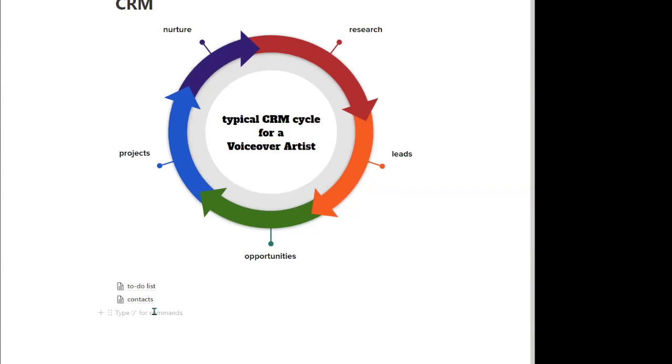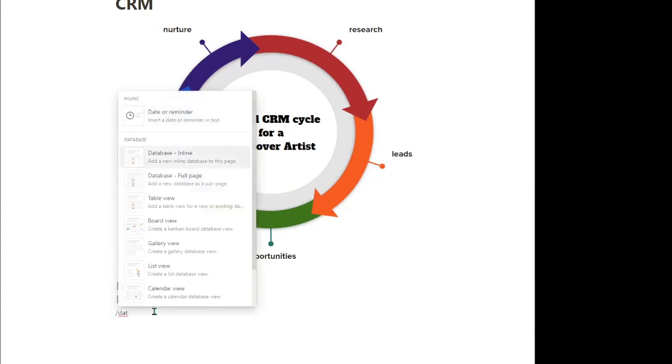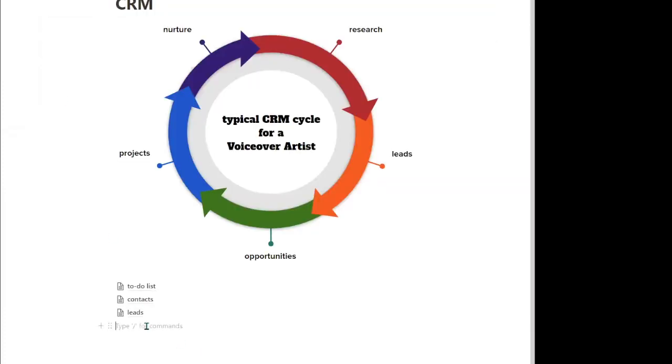So I'm just going to add in 3 more. One database that will represent the leads, one that represents the opportunities, and one that represents the projects. So I'm just going to put these in first, and I'll quickly go through all of the different types and how we can use them. So again, very quickly, I type /DAT down to full page. This one is called the leads, okay? I'll go back to the CRM. You can see it's there, there's the leads.